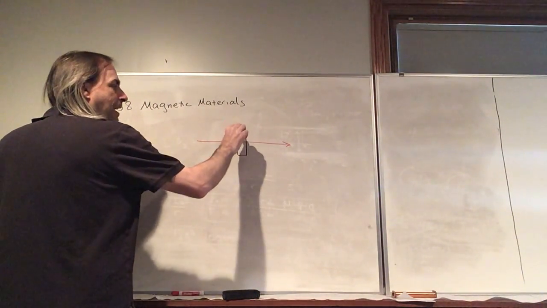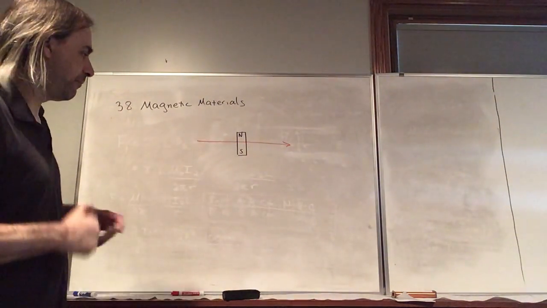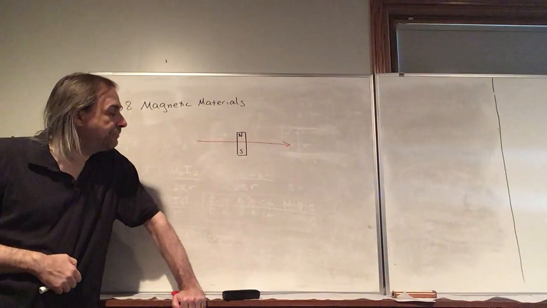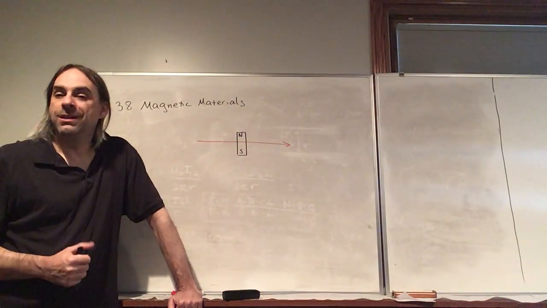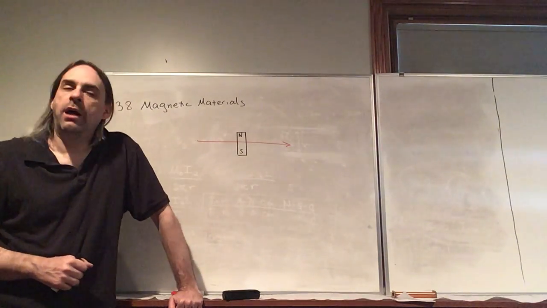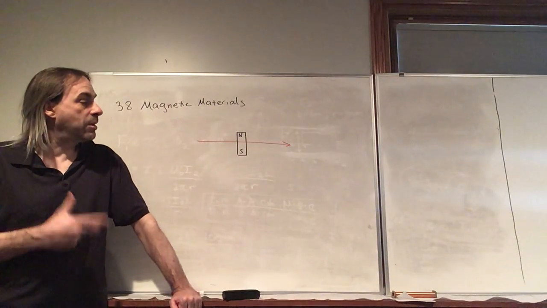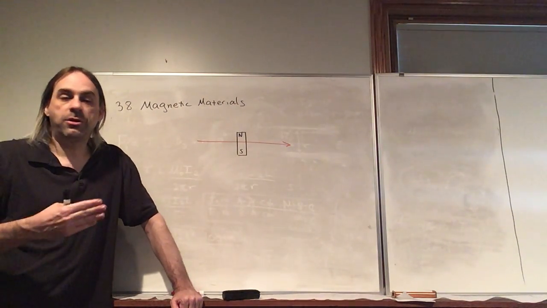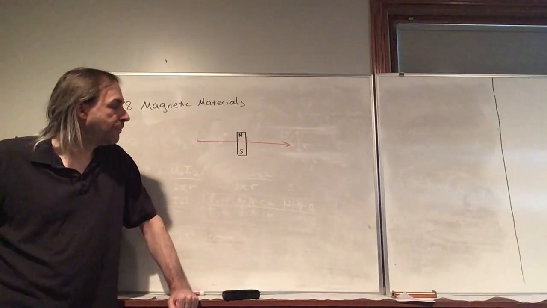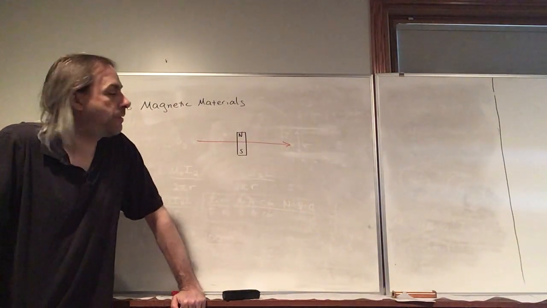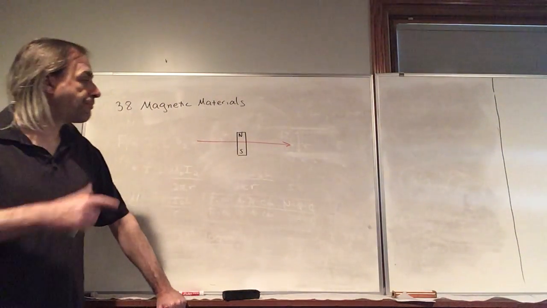So a bar magnet has a north and a south pole. These are called poles for historical reasons. The first use of magnets: they discovered a long time ago that you could design a magnet, like a thin needle or something, that would always point to the north. And so it points to the North Pole, so they call them poles.